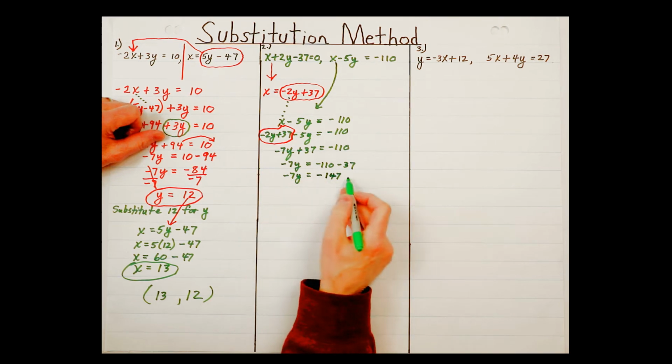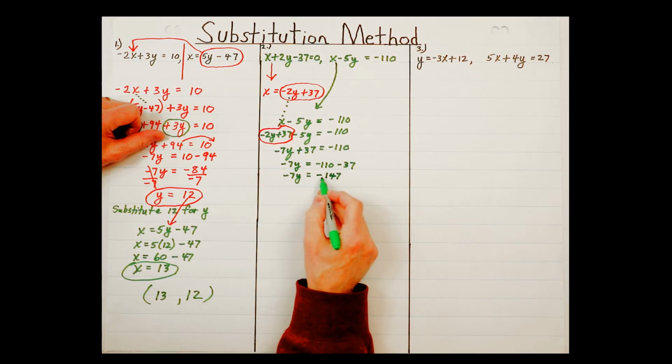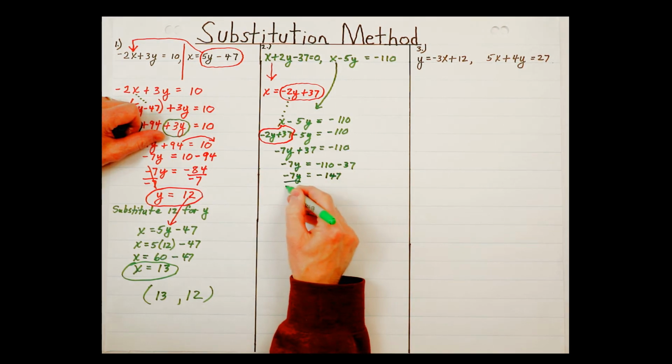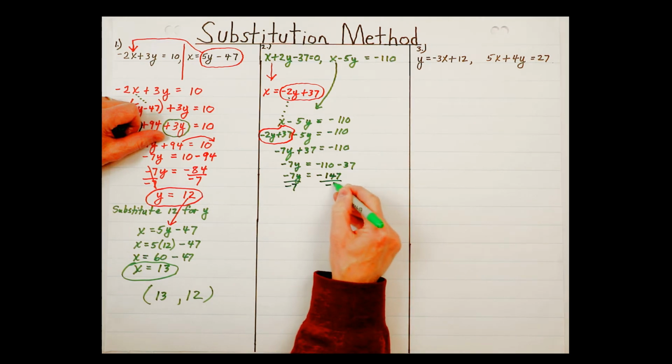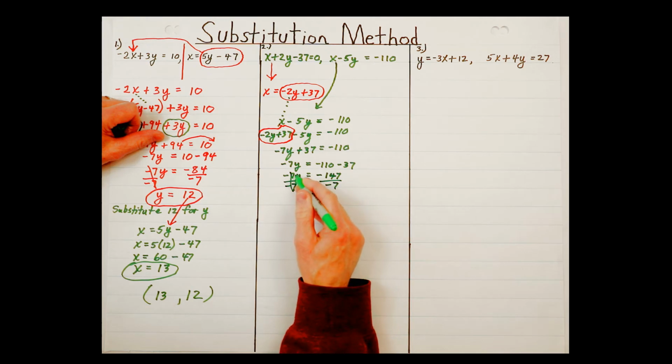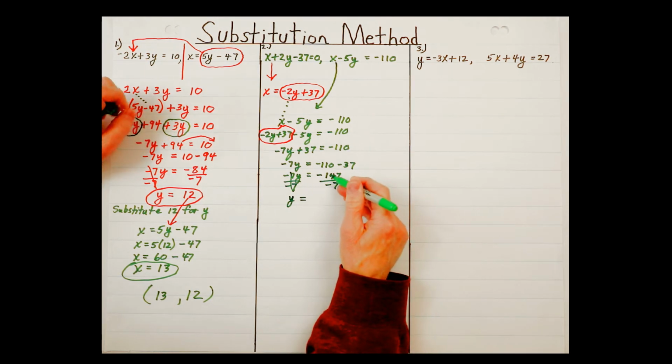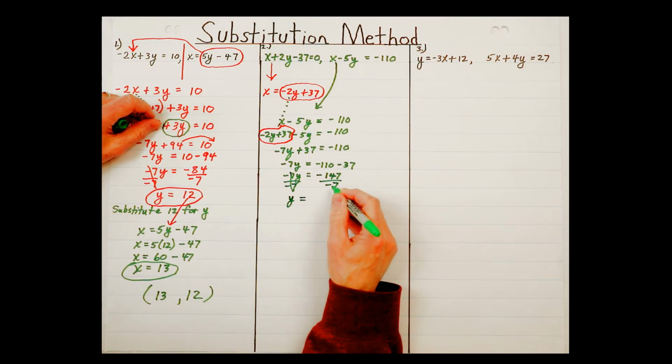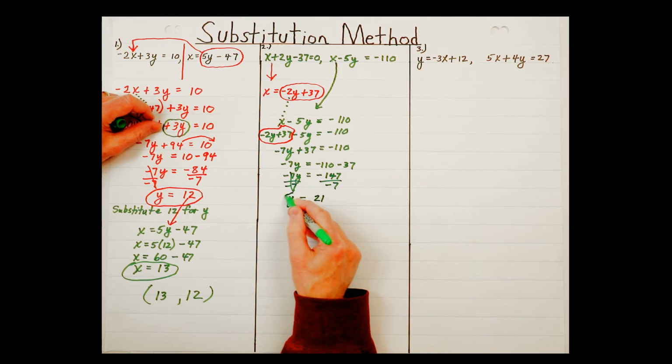Okay, so now we have negative 7y equals negative 147. Divide by negative 7 on both sides. And over here we get, when we divide, we get y, or 1y. And over here, 147 divided by 7 is 21. A negative divided by negative is a positive, so we get 21.